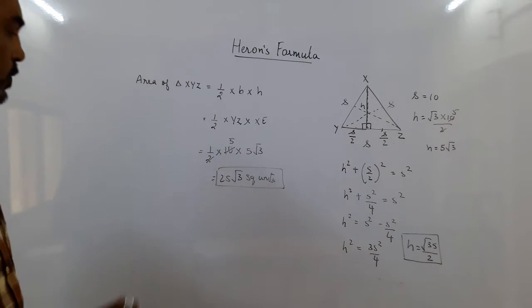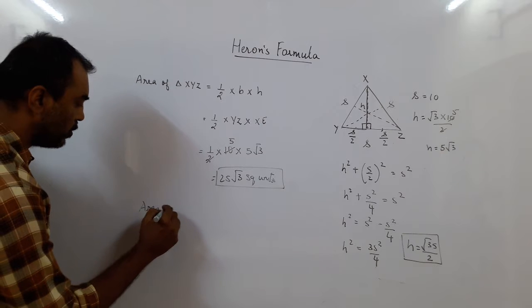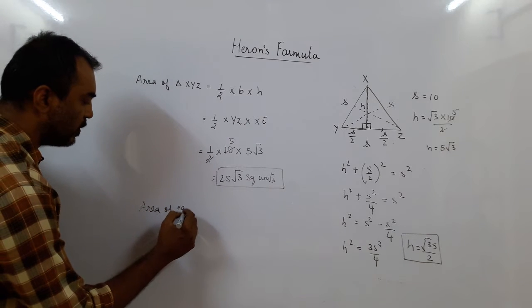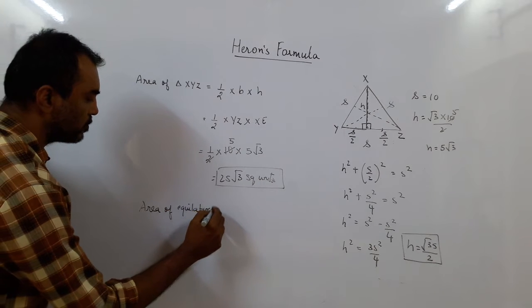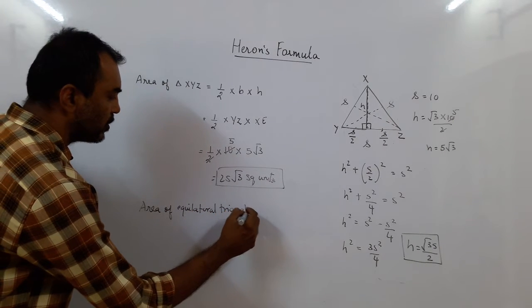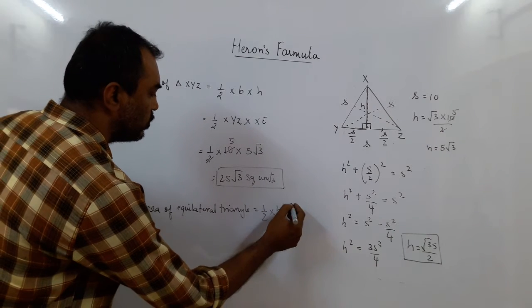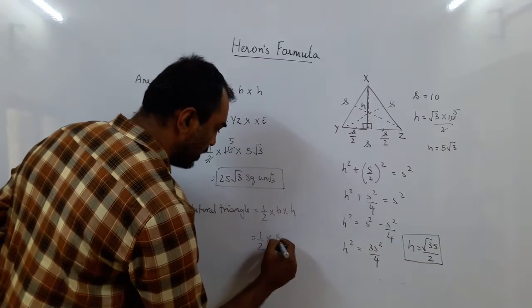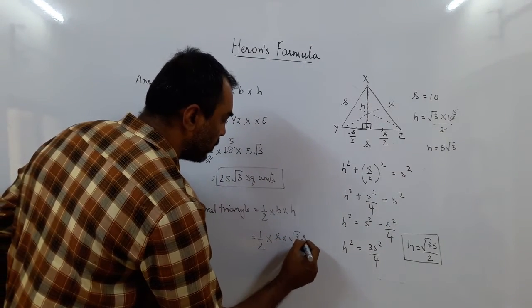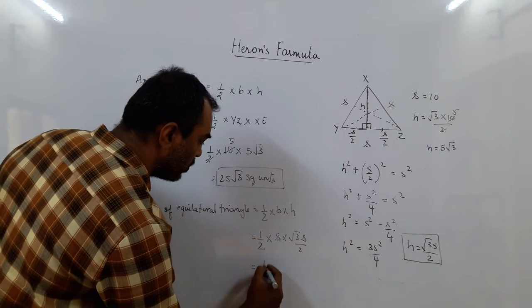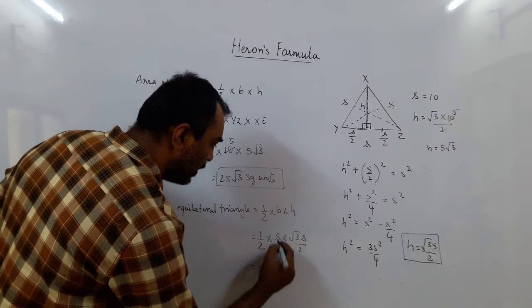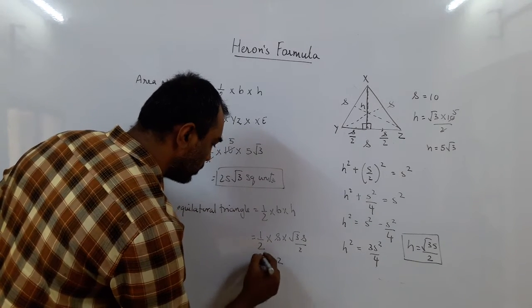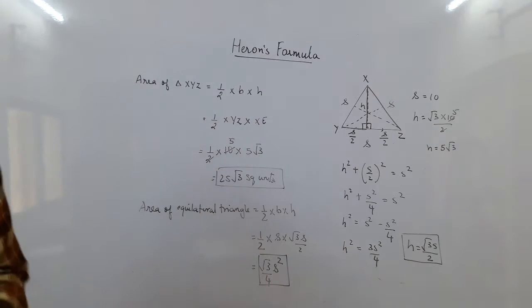Root 3S by 2. And the area of an equilateral triangle is half into base into altitude. So it is half, the base is S, the altitude is root 3S upon 2. So the formula is root 3, 2 2s are 4, S into S, S square. So this is the general formula for an equilateral triangle: root 3 by 4 S square.